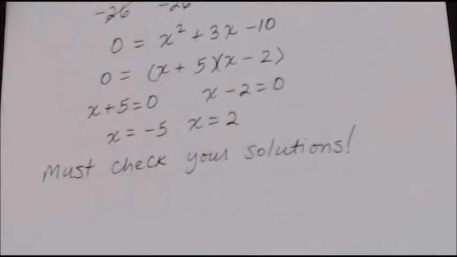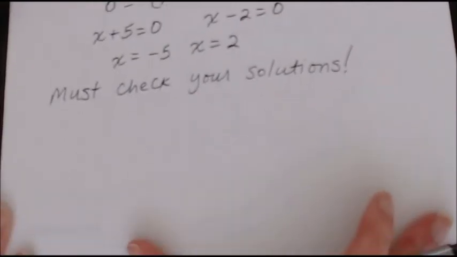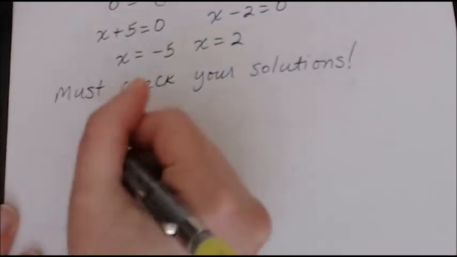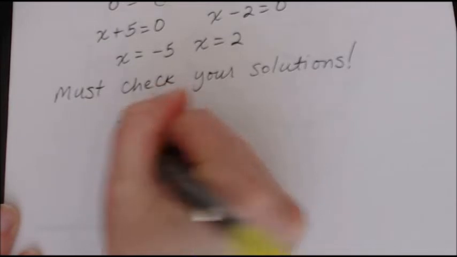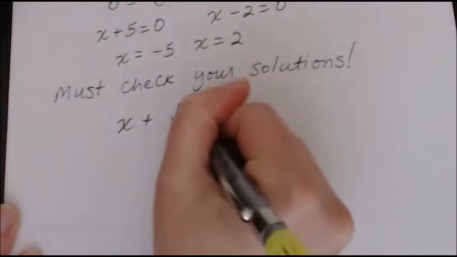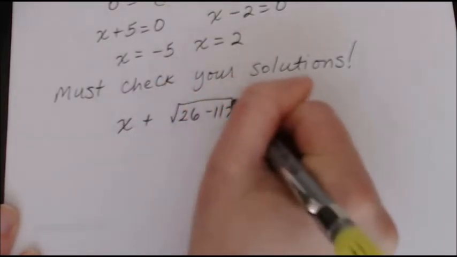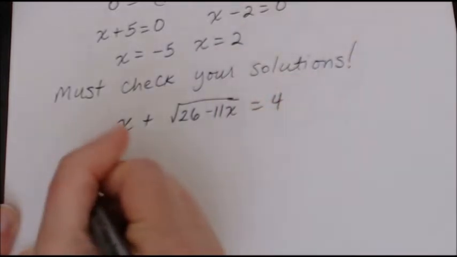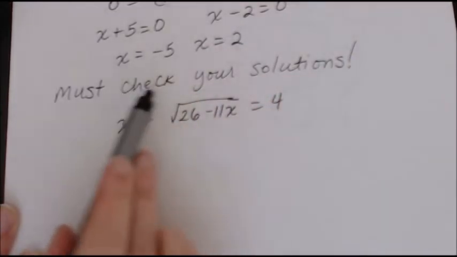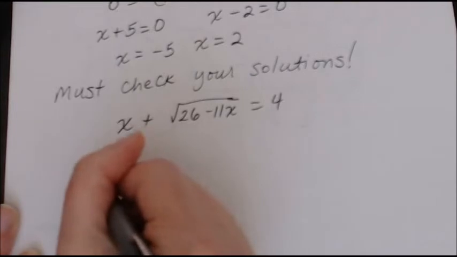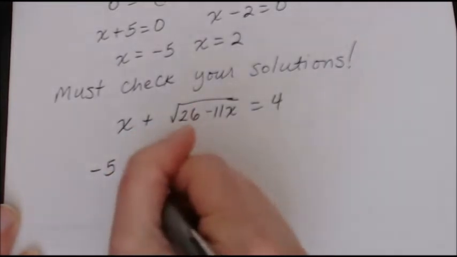And so to handle that, make sure we don't run into that, we need to check our solutions, particularly when we have two solutions like we did here. So I'm going to go back to the original equation. So the original equation, recall, was x plus the square root of 26 minus 11x equals 4. So let's start with the x equals negative 5. So I'm going to substitute in negative 5 wherever there's an x.